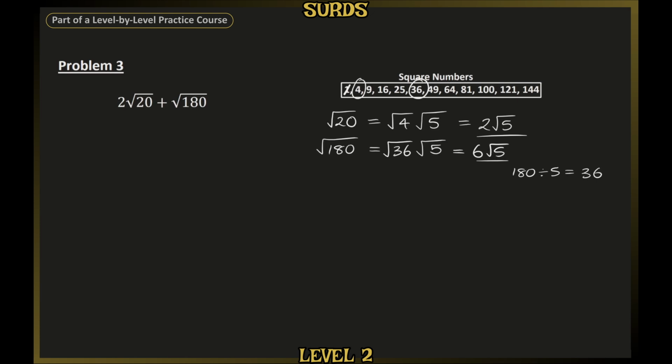So going back to our original sum, 2 root 20 becomes 2 times 2 root 5, plus the square root of 180 becomes 6 root 5. To continue, we can simplify this part here. So we have 2 times 2 root 5, which becomes 4 root 5. And we're still adding this to 6 root 5. And because 4 plus 6 is 10, 4 root 5 plus 6 root 5 is 10 root 5. So 10 root 5 is our final answer to problem 3.